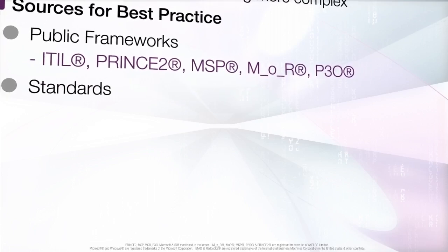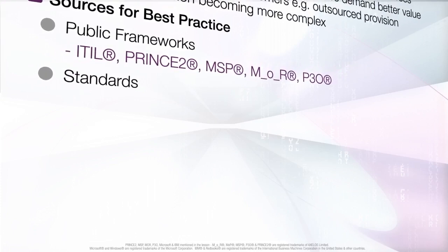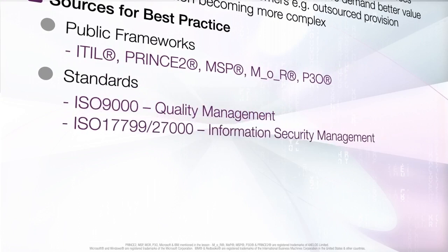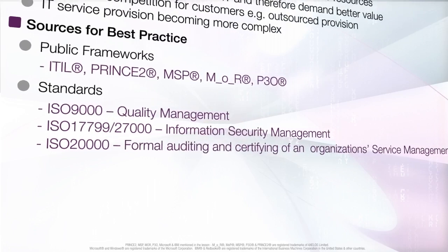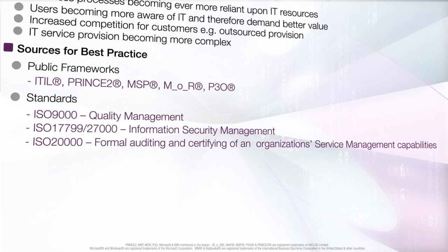Standards are also a source of best practice in achieving certain specific goals, such as ISO 9000 for quality management, ISO 17000 and ISO 27000 for security management, and ISO 20000 for demonstrating quality in service management. ITIL provides a body of knowledge which has been proven to be helpful in gaining ISO 20000 accreditation.